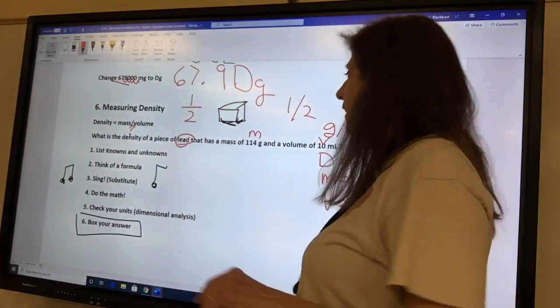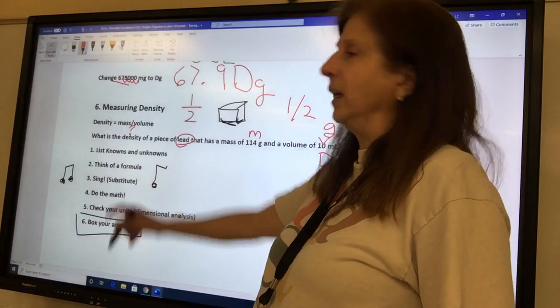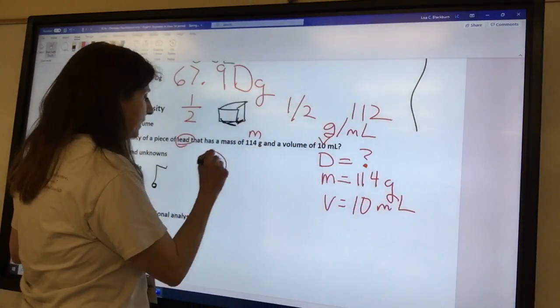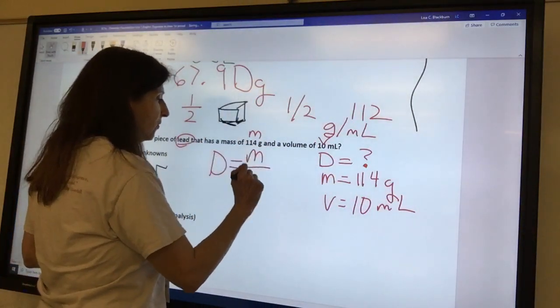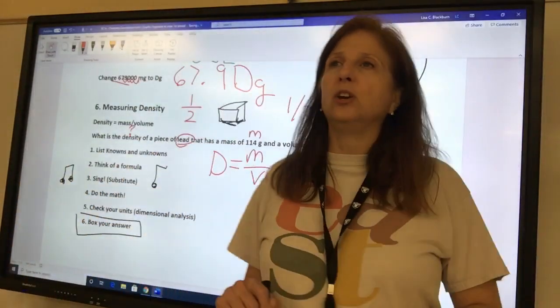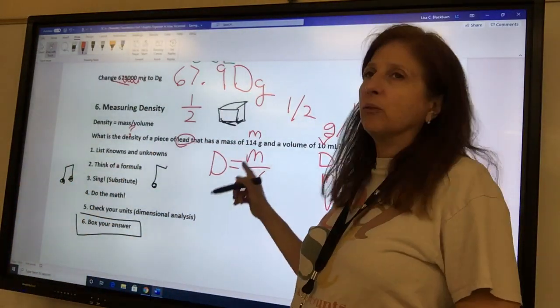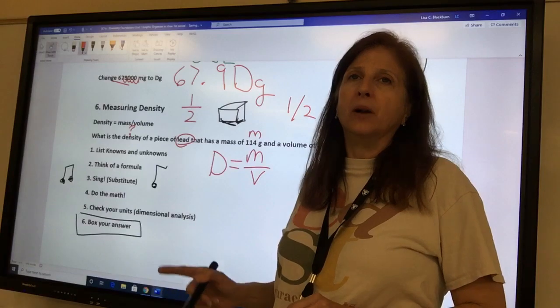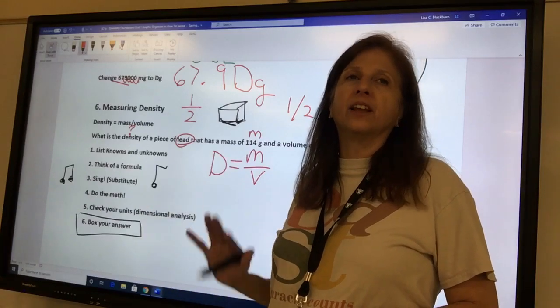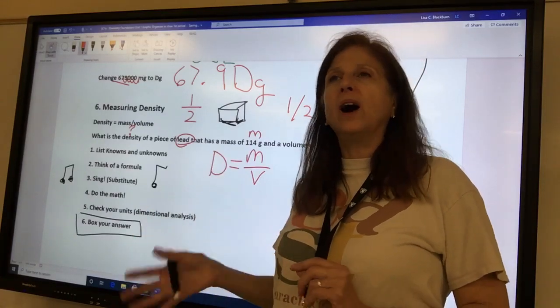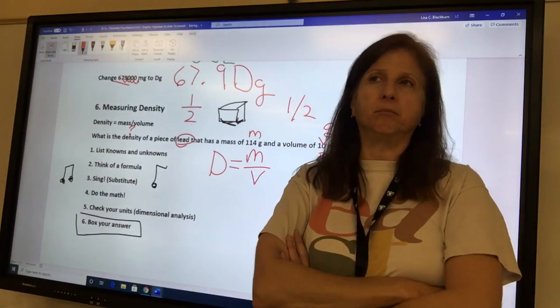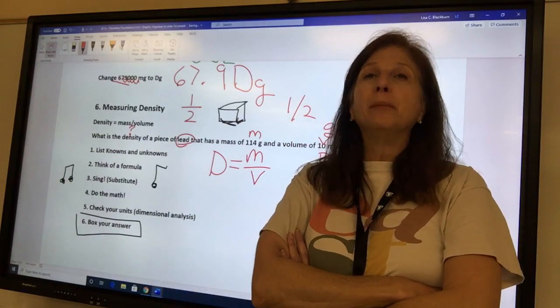Everybody understand that? All right. So next you think of a formula, and our formula is density equals mass over volume. If you are writing a formula, I want you to write it on every single problem, not just at the top of the page. Why would I make you write it every time? So you memorize it.